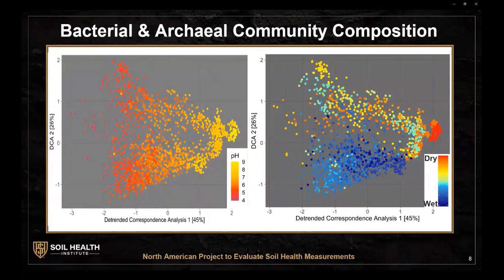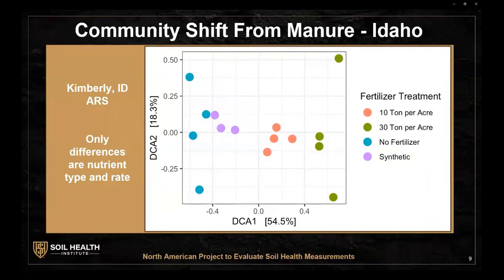Zooming in a little bit, we have another detrended correspondence analysis, but now we zoomed into just one experiment in Kimberly, Idaho. It's on a silt loam with conventional tillage, diverse rotation, and no cover crops. We sampled 4 of their treatments. One that got 10 tons of dairy manure annually, one that got 30 tons of dairy manure annually, one with synthetic fertilizer, and one with no fertilizer.